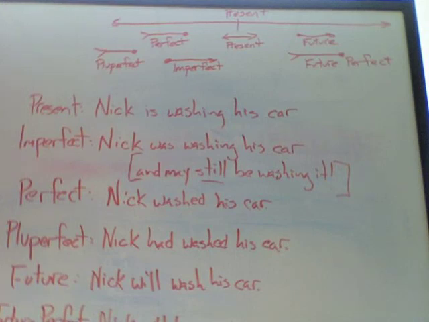Finally, we have the future perfect tense. This means that the action will be complete at some point in the future. In English, we say, Nick will have washed his car. We don't know exactly when he will start washing it, but we know that at some point in the future, he will have completed washing his car. We would say, by tomorrow, Nick will have washed his car. By September, Nick will have washed his car.